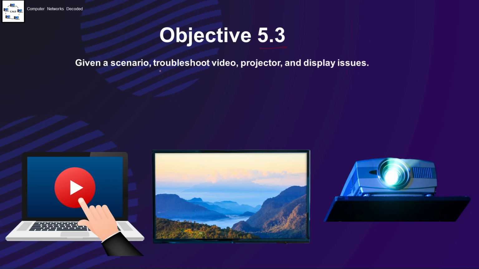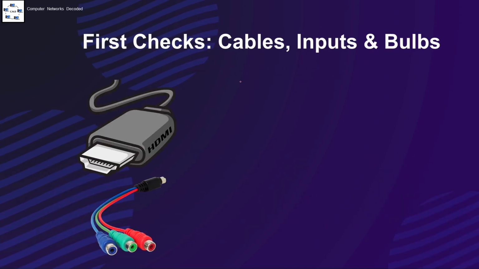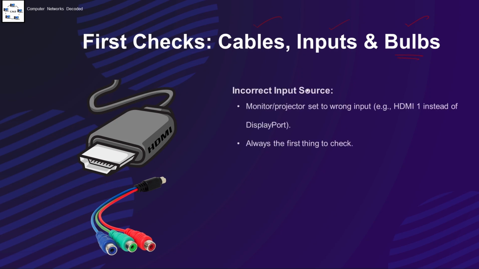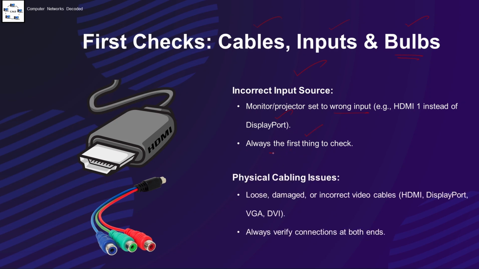Objective 5.3, given a scenario, troubleshoot video, projector, and display issues. First checks include the cable, inputs, and bulbs. Bulb means the LEDs. You may have an incorrect input source, so the monitor or projector may be set to the wrong input, for example HDMI 1 instead of the DP port. So always check the input source first. This is always the first thing to check, that is the correct input source.